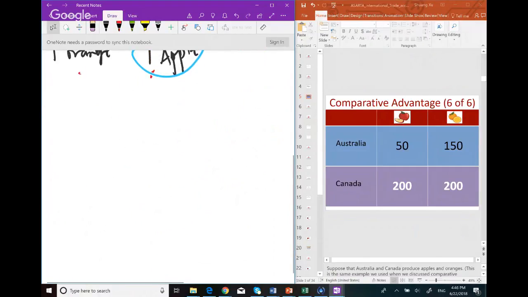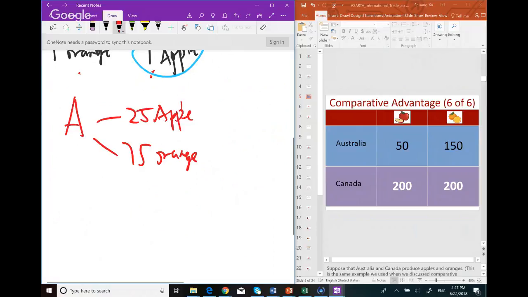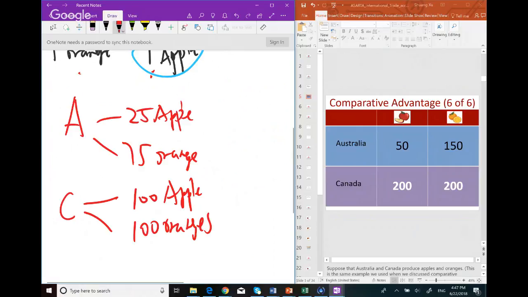So let's do an example. Let's suppose for these two countries, before they trade, each country is doing half and half. So Australia produces half the oranges, half the apples, and Canada produces half oranges, half apples. Then Australia will have half of 50, 25 apples, and 75 oranges. And for Canada, also half and half, so that will be 100 apples and 100 oranges. If you combine them together, between the two countries we're going to have 125 apples and 175 oranges.